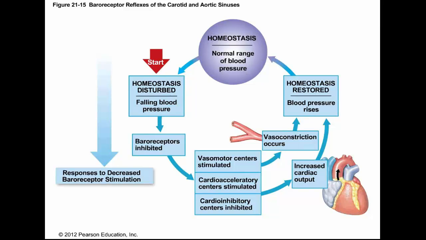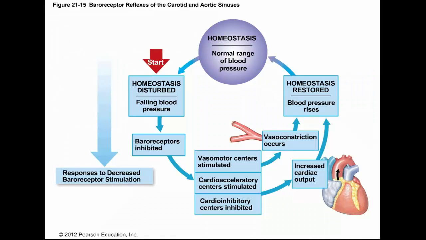What happens then if the baroreceptors pick up a response which says, okay, now we've got a fall in blood pressure? So you can see on the left of the diagram we've got the arrow dropping. Now the body is responding to a fall in pressure. So again, we start at the red arrow. So homeostasis has again been disturbed, and we've got a fall in blood pressure. The baroreceptors pick this up and they've been inhibited.